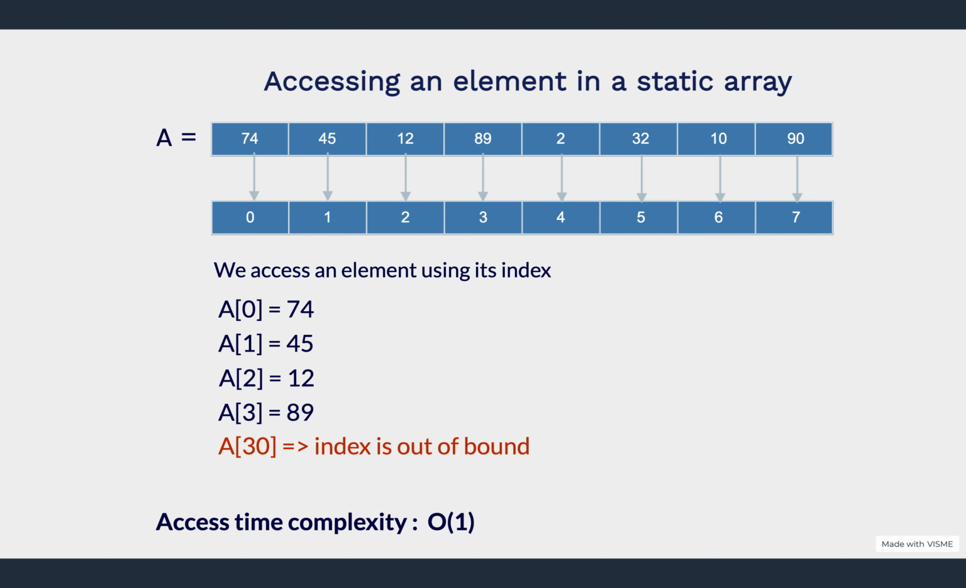So a question might come up in your mind: what if you use an index that is out of bound? Okay, so for example, you use index 30, right? So the compiler is going to throw an exception that the index is out of bound. Most compilers are going to throw an exception. Okay, the access time complexity is constant, right? Since you are just performing a single operation, you are inserting the index and you are getting the element at that index, so it is just a single operation. That is, it takes a constant time.